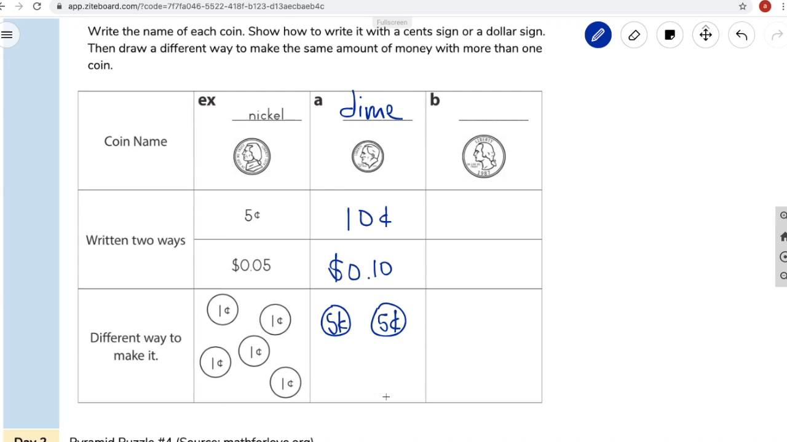So you're going to do the same thing for this one. And then that will be it for today for your math.